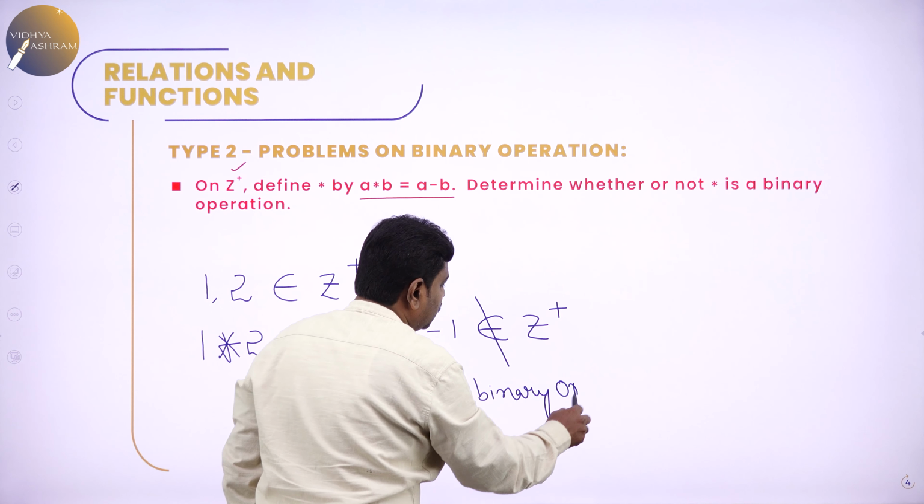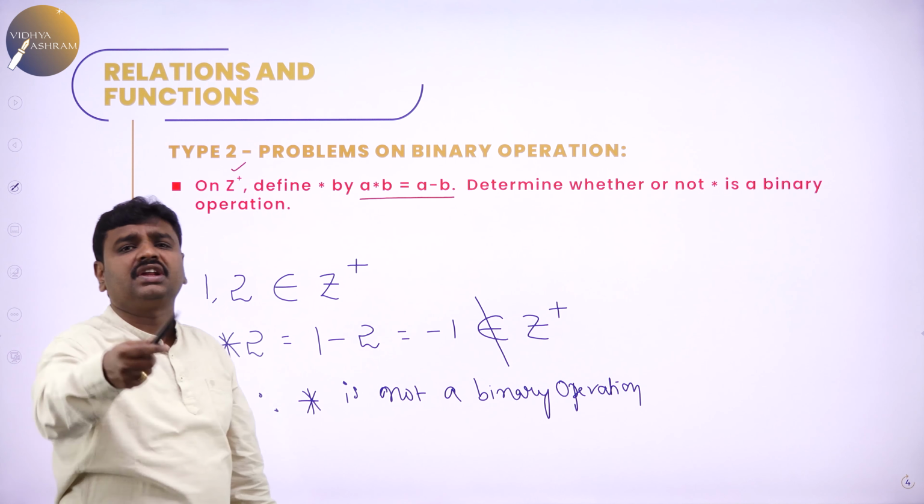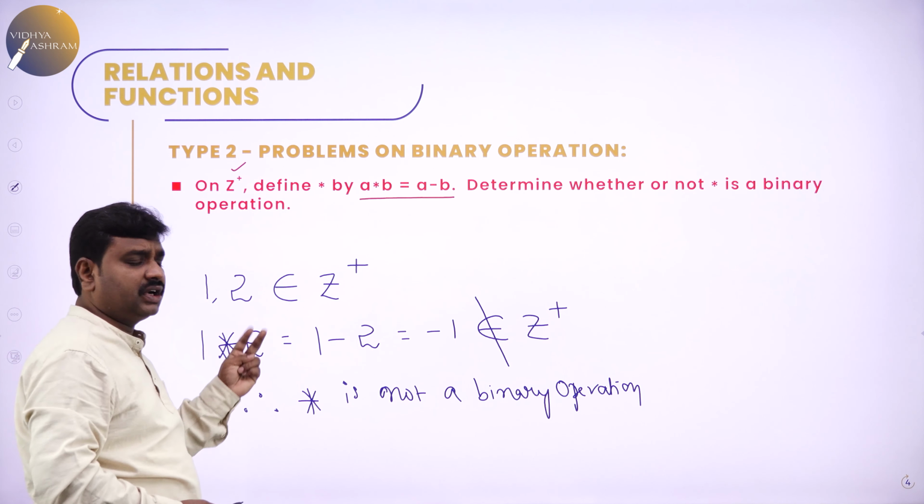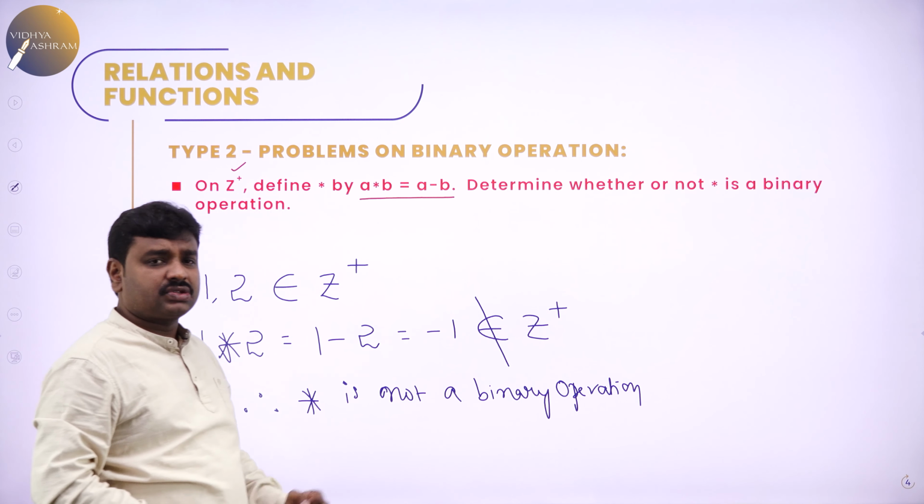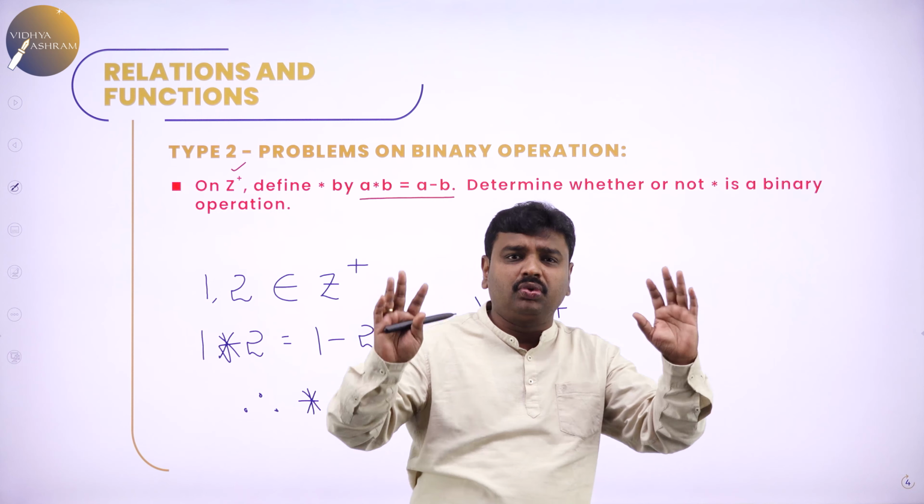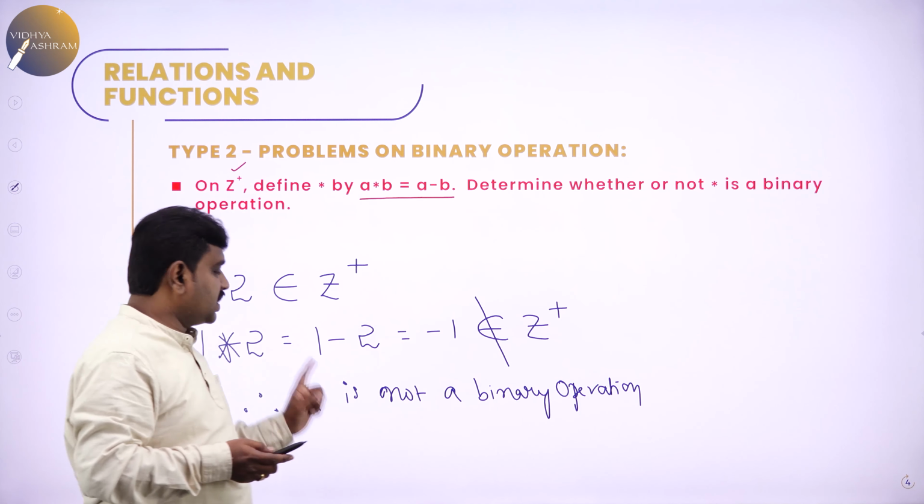Binary operation on which set? The given set Z plus. Therefore, star is not a binary operation. So now I took two elements belonging to Z plus, I operated, I got a number, and that number does not belong to Z plus, so therefore it is not a binary operation. To disprove, one example is enough.